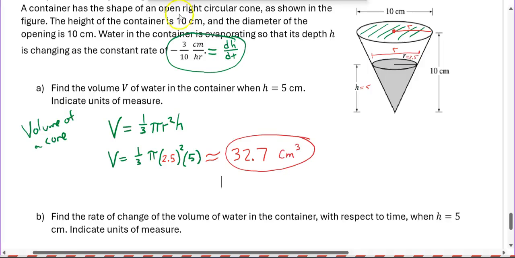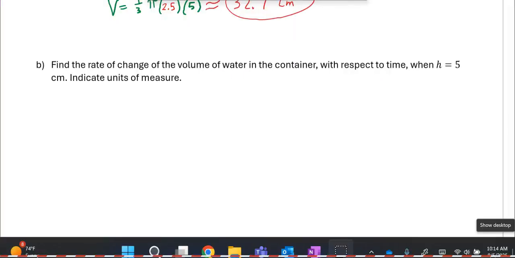No calculus at all, just literally plug it into the problem. Okay, let's take a look at this last part. Find the rate of change of the volume of water. Let's translate that into calculus. That would be the change of volume given time that we want. So we're definitely going to be using that formula from above.